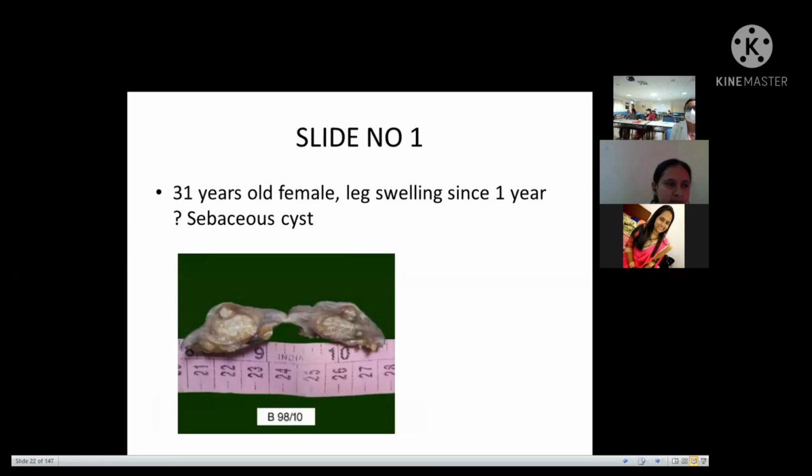Slide number 1. History given was a 31-year-old female with leg swelling since 1 year. Query sebaceous cyst. Grossly, it is a well delineated multinodular mass measuring 3.5 x 3 x 1 centimeter, and cut section shows multiple chalky white areas.